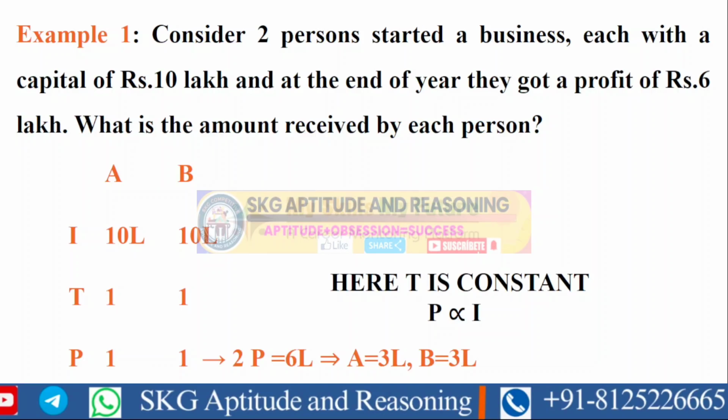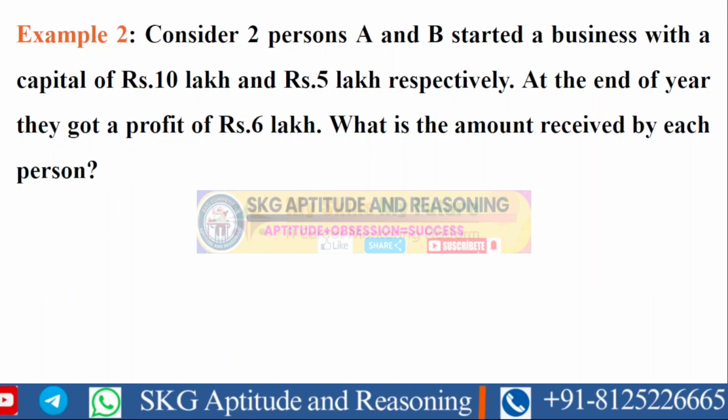So when the time period is constant, we share profits according to their investment ratio. Next, let us consider another example. Two persons, A and B, started a business with capital of 10 lakhs and 5 lakhs rupees respectively, and at the end of the year they got a profit of 6 lakhs. What is the amount received by each person, or what are the profits received by each person?